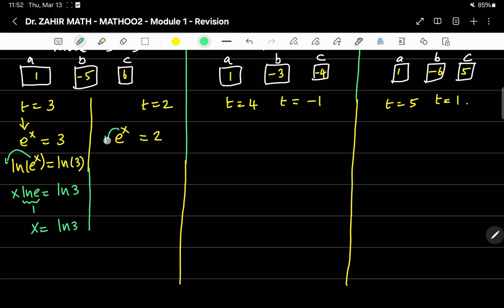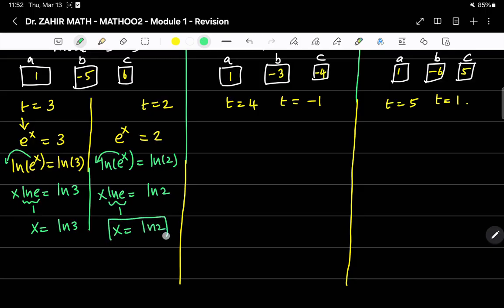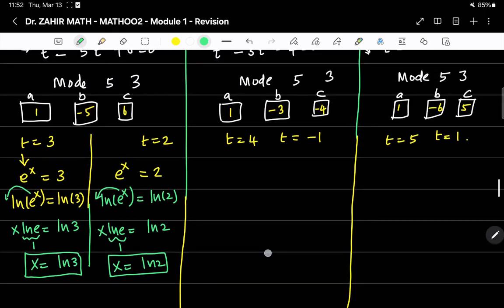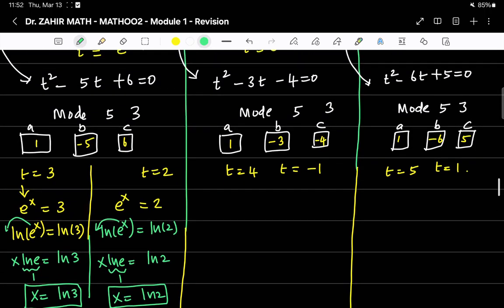And then here you take it down, which is x ln e. Okay, first I'll apply the rule, apply the ln on both sides. Ln e power x is equal to ln 2, so x ln e is equal to ln 2. This comes down. Okay, right. So ln e is 1, so x equals ln 2. So the answer is x is equal to ln 3 and x is equal to ln 2. Right, let's go to the next one.